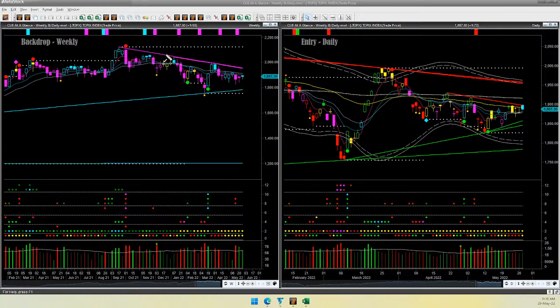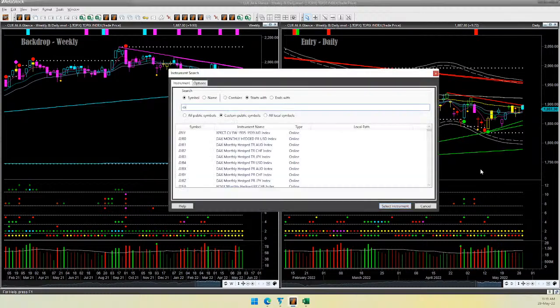TOPIX is also moving sideways, not inside a box like All Ordinaries of Australia, but inside a triangle pattern, again created by trendline support and resistance. We will not like to take a trade unless it can break out of this triangle pattern. Next, the China CSI 300 index.